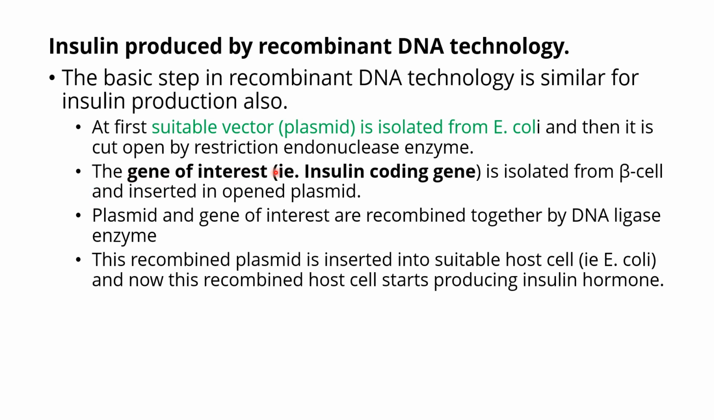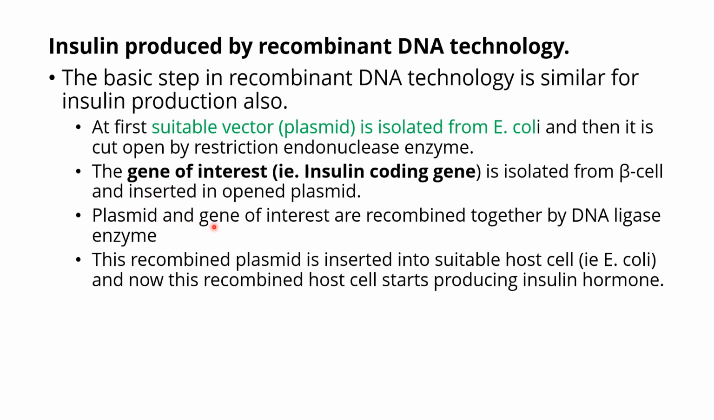And then the gene of interest. What gene is this now? The gene that is coding for insulin. The gene of interest is also isolated from the beta cells and then inserted in this opened plasmid. Again, the restriction endonuclease is the one that is used to identify and cut the insulin coding gene, which is the gene of interest.